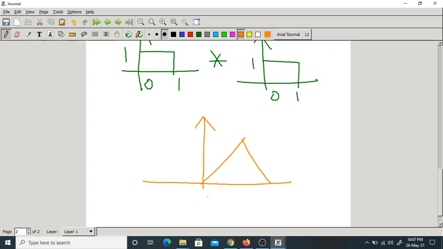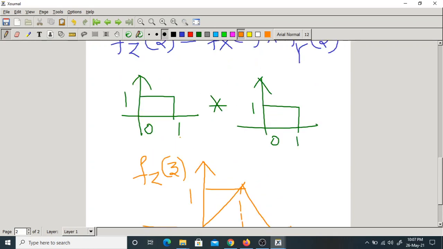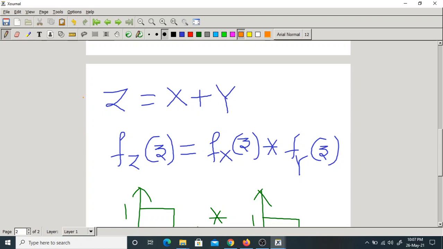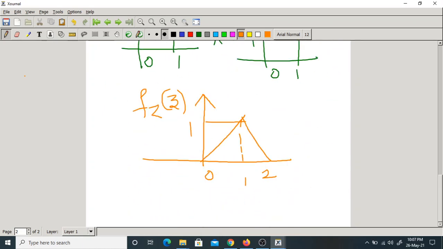This is 0, this is 2, that is 1, this is 1. So this is fz of z. So z is x plus y, the sum of two random variables of uniform distribution, and you are getting a triangle.